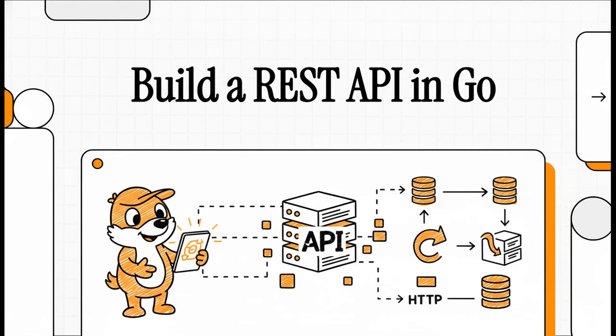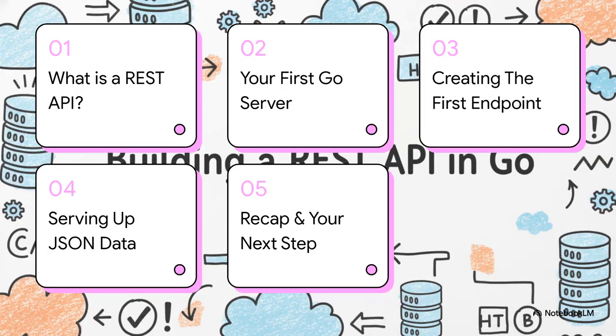If you're getting into the Go programming language, one of the absolute best things you can learn is how to build APIs. So today, that's exactly what we're going to do. We're going to build a REST API from scratch. This is a tool developers build every single day, and we're going to do it using nothing but Go's built-in standard library. So here's our game plan.